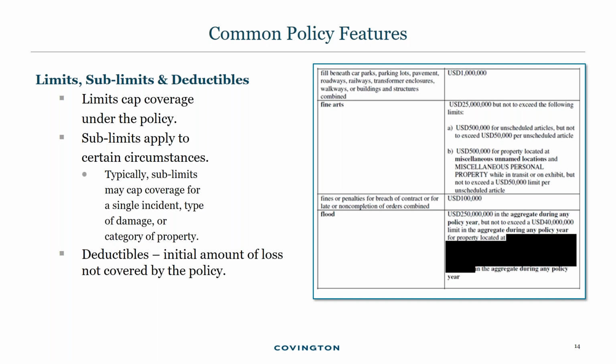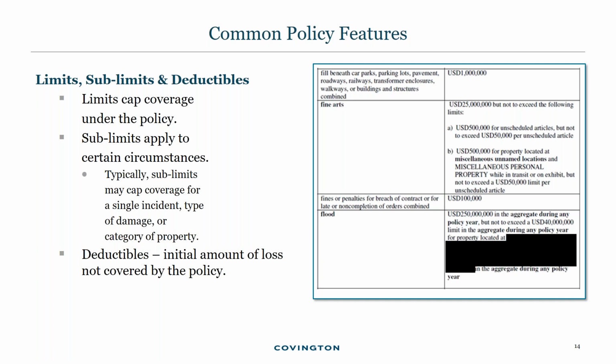For instance, a property damage policy may have a limit of $1 million per claim, but a mold sublimit of $50,000. That means you don't get to tap the full $1 million for mold damage. You are capped at $50,000. Sublimits may cap coverage for a single type of incident, a type of damage like mold, or a particular category of property.